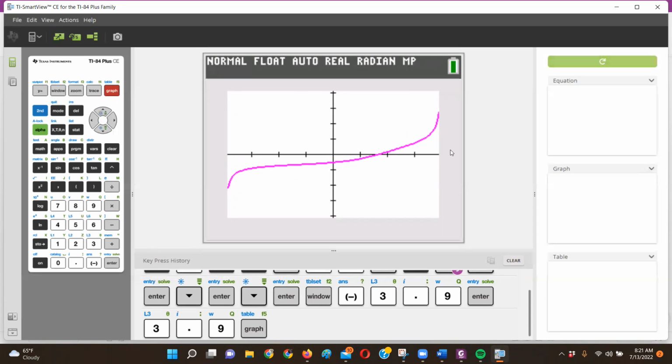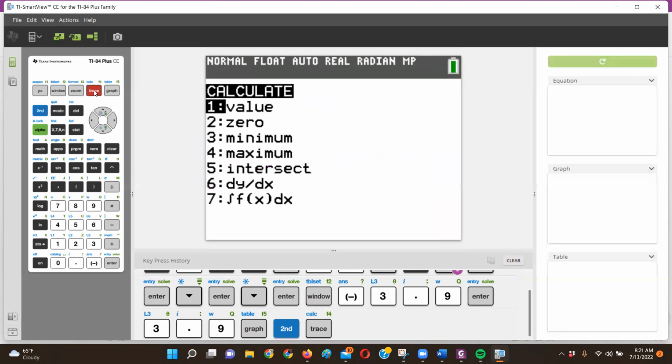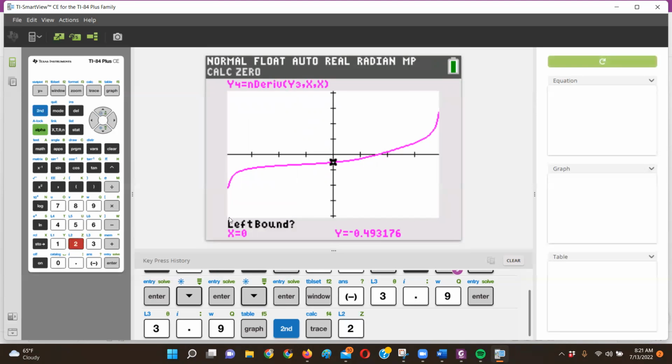We could also even graph the second derivative or have the calculator calculate it. Maybe I will, let us do that. But I want to find that x value. So the way we do this is 2nd calc, and we're looking for a zero. So 2. And see, it's nice, it already asks: what's my left bound? What's my right bound?